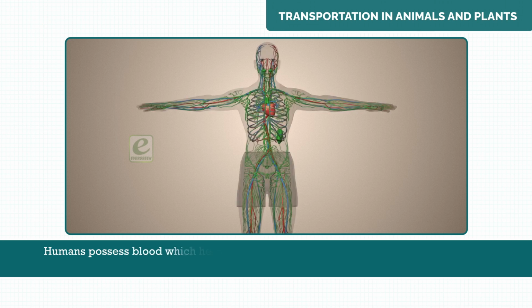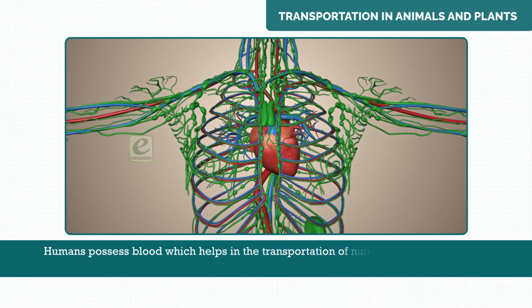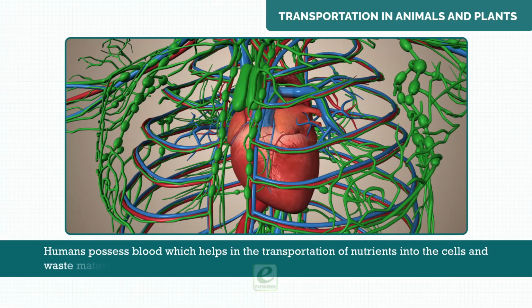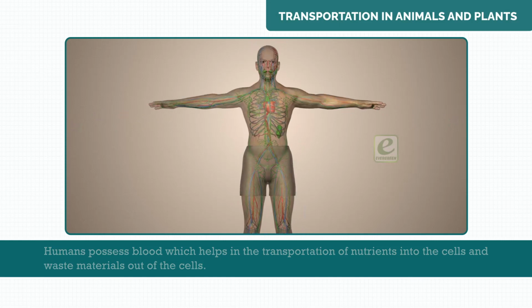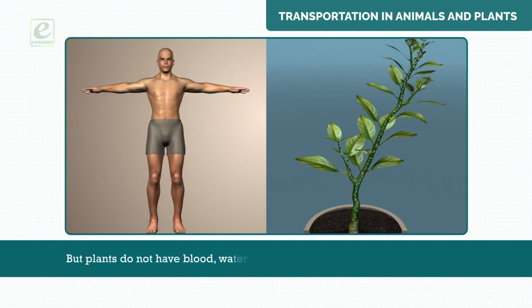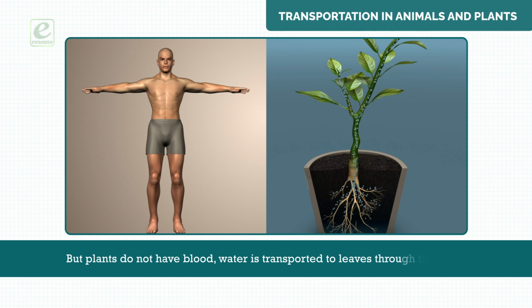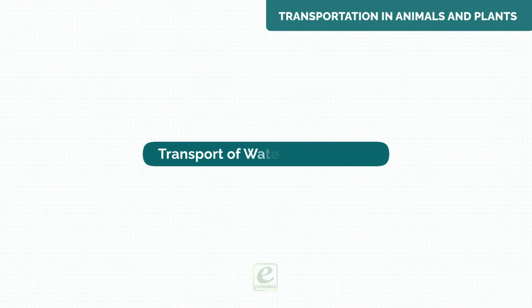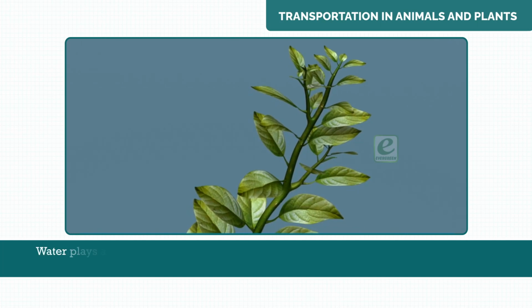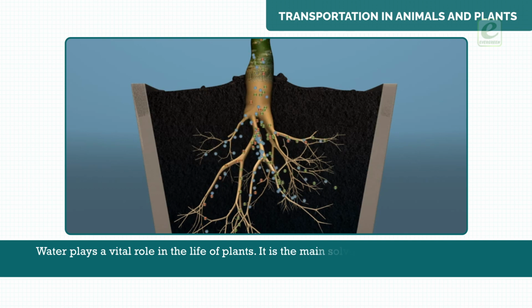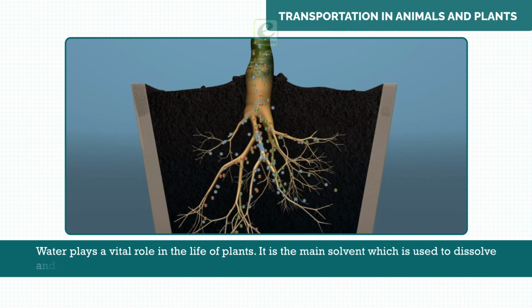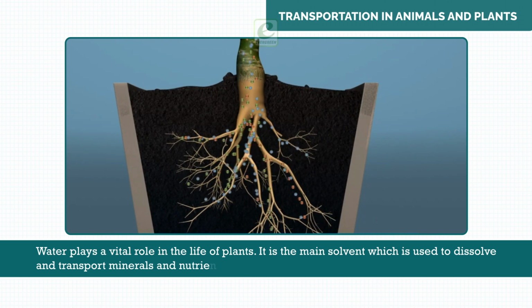Humans possess blood, which helps in the transportation of nutrients into the cells and waste materials out of the cell. But plants do not have blood. Water is transported to leaves through the roots. Transport of water and minerals. Water plays a vital role in the life of plants. It is the main solvent which is used to dissolve and transport minerals and nutrients.